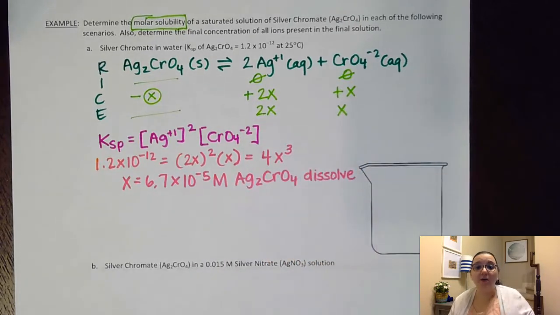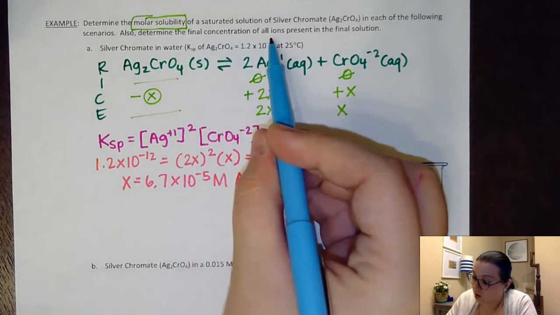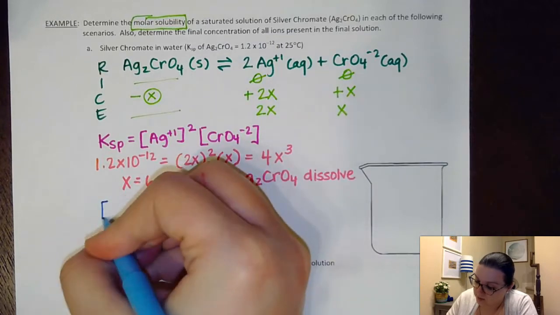It's how many moles would dissolve of that compound in 1 liter of water. Okay, so now that I've solved that, let's talk about the concentration of the ions, because that's the other thing that they ask us to solve here. They want us to solve the final concentration of all the ions. So the first ion we'll talk about is the silver.